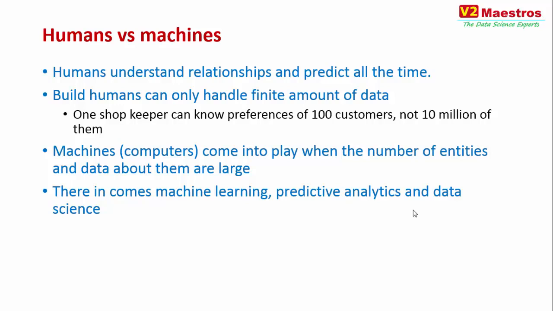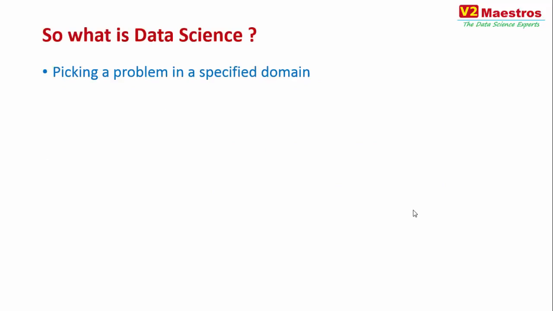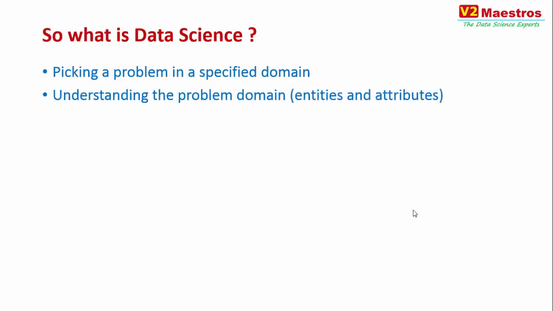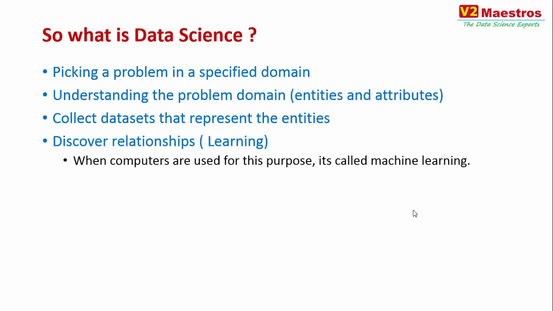That's when it becomes machine learning, predictive analytics, and data science. So what is data science? Entities, relationships, modeling, and prediction. So what is data science? It's all about picking a problem in a specific domain, understanding the problem domain, the entities and the attributes and the behavior and the events, collecting data sets that represent the entities. You go collect all the data that you need, and then you discover relationships from the data. That is what you call learning. And when computers do this, it's called machine learning.